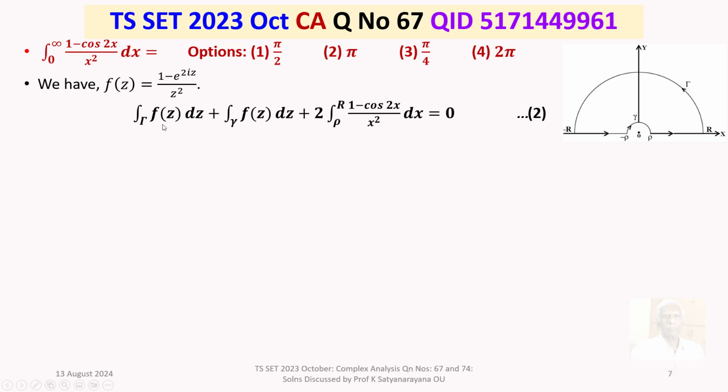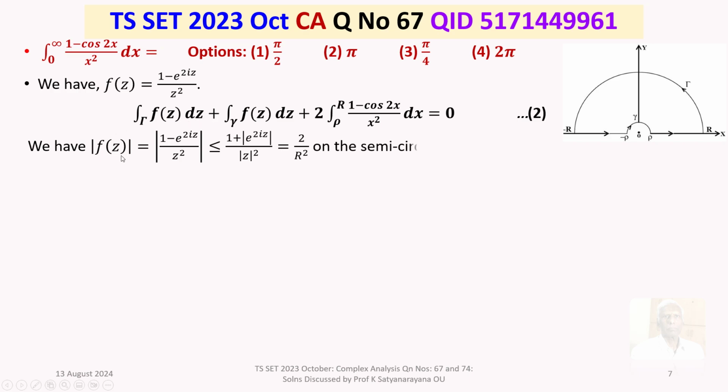Right. So we start with equation 2, and we take what happens on capital gamma for the integral of f of z dz. For that, we take the modulus of f of z, which is |1 minus e to the power of 2iz| by |z| square.